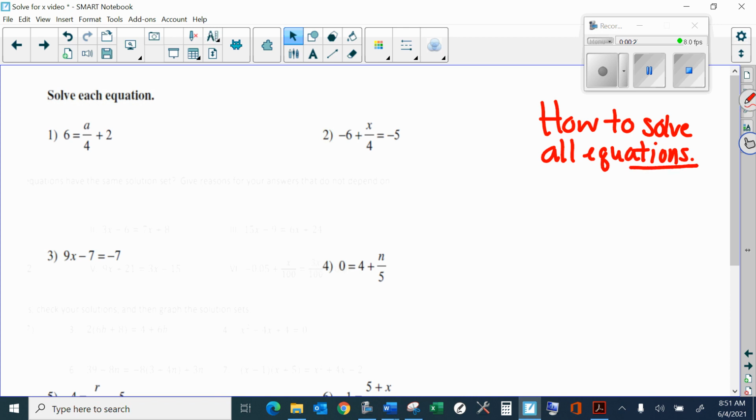Remember what it's called when it doesn't have an equal sign in it? It's called an expression. So an equation is made up of two expressions. Each side of the equal sign is an expression. Okay, so these are both expressions.